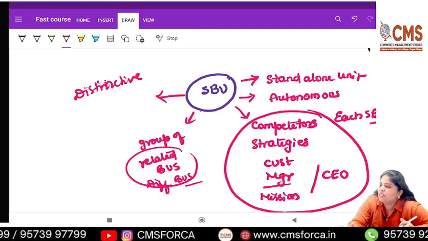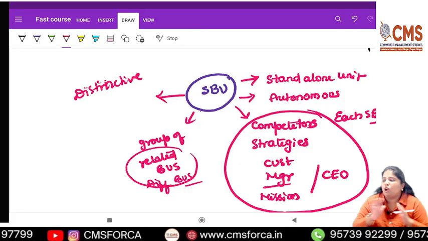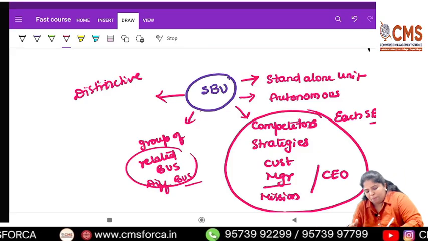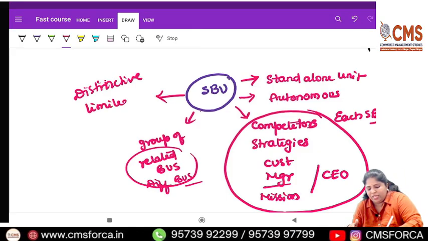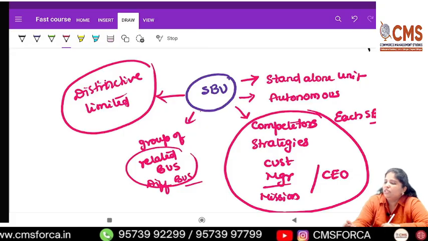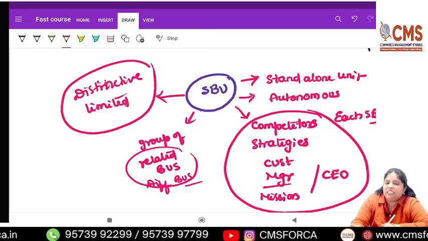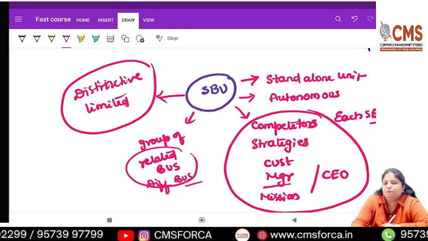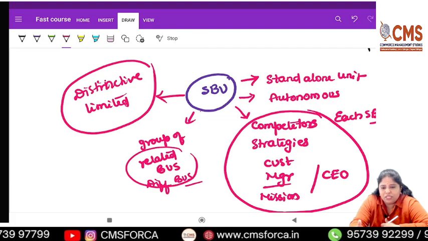Suppose an organization has 10 SBUs, all 10 SBUs must be different in their own perspective. And keep your SBUs always limited. So SBUs must always be distinct and SBUs must always be limited. Are we good till here?